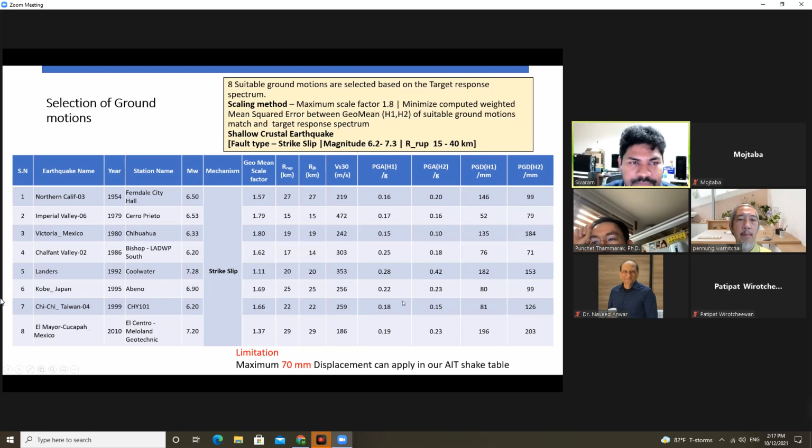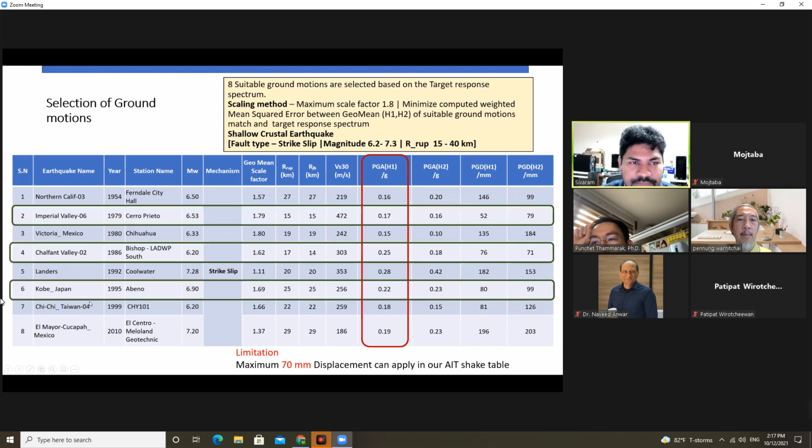These are the ground motions selected. But our shake table limitation is 70 mm displacement. So that's why we choose H1 characteristics of each ground motion. And we choose three of these ground motions to compare our analytical results and the experimental results.